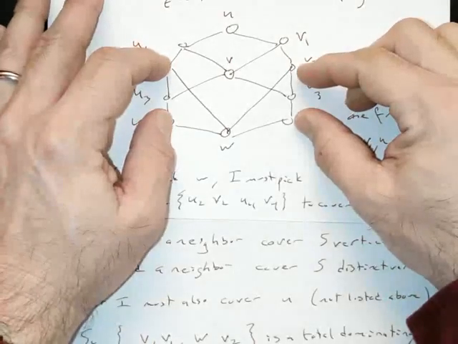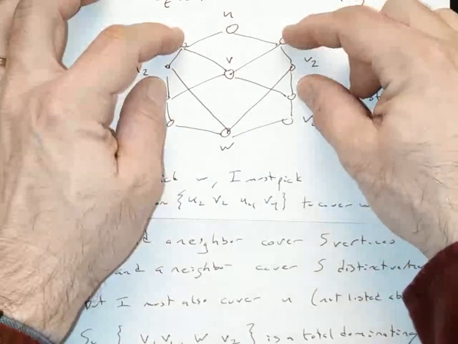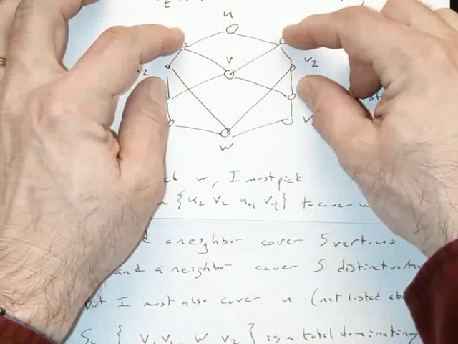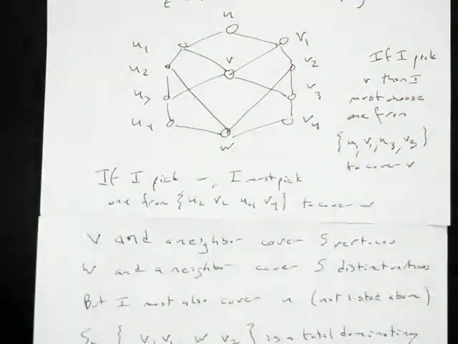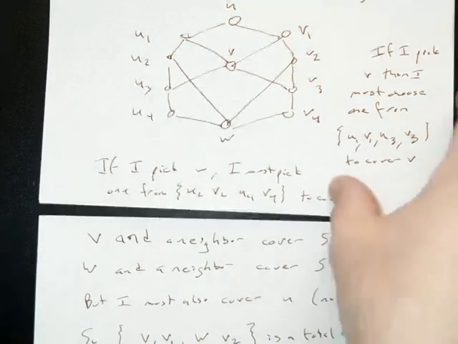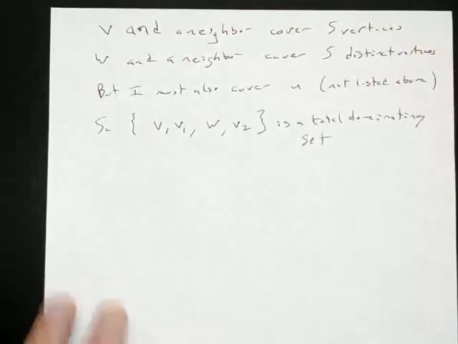W's neighborhood, V's neighborhood. So I have to have one from each of those neighborhoods to cover V and W respectively. I can't do it in 3. And that means that the total domination number of this particular graph is equal to 4.